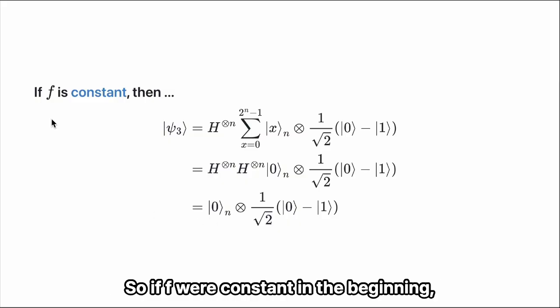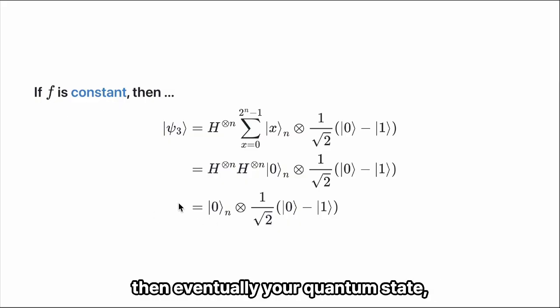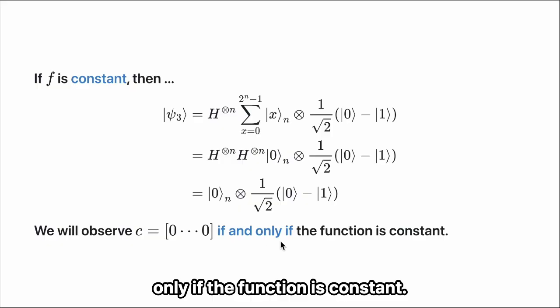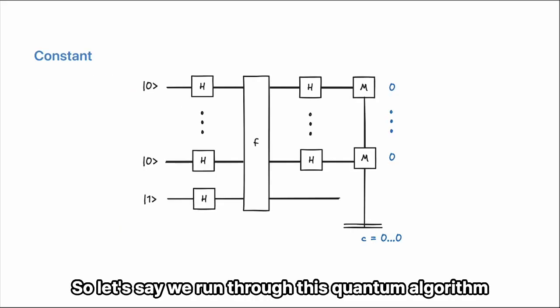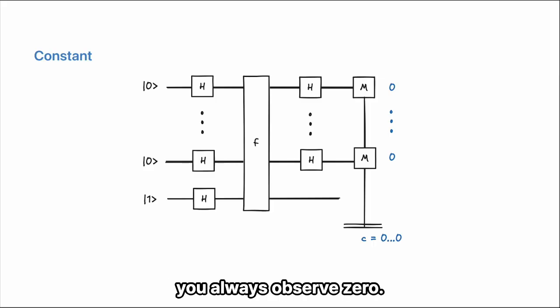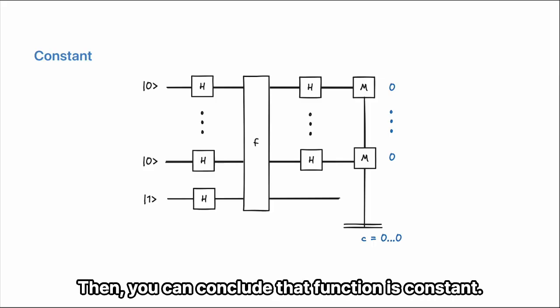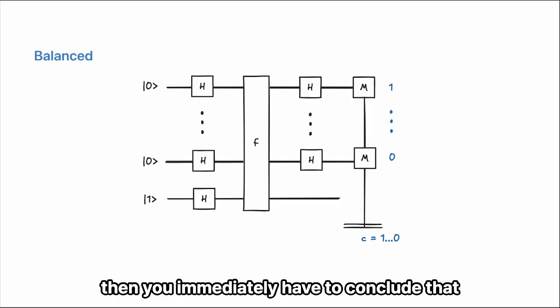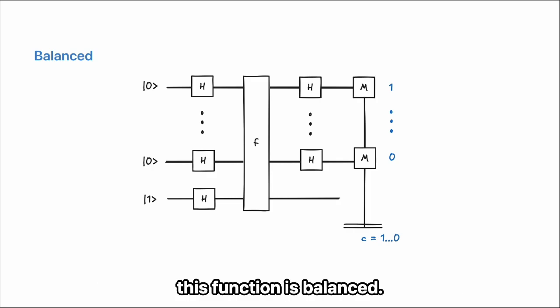What does that mean? If f were constant in the beginning, then eventually your quantum state after applying this algorithm becomes 0 in the input register. So you will always observe 0, 0, 0, 0 if the function is constant, and more importantly, only if the function is constant. So let's say we run through this quantum algorithm and measure all the input registers. If you always observe 0, then you can conclude that the function is constant.